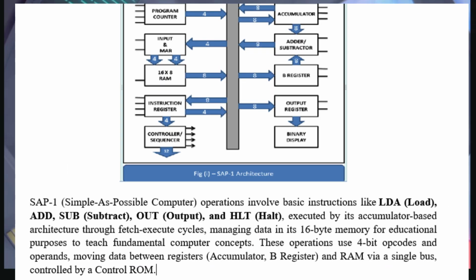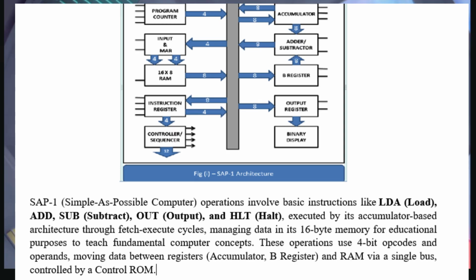Then for the SAP-1 operation, which is the simplest possible computer, it's an 8-bit computer designed to introduce the basic concepts of a stored program computer. Its operations revolve around the movement of data between internal registers through a W bus. The key components are the accumulator, the adder-subtractor, and the controller sequencer.